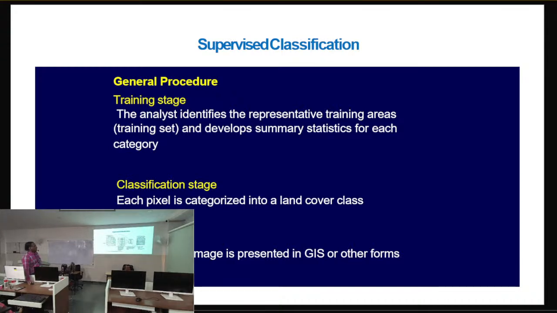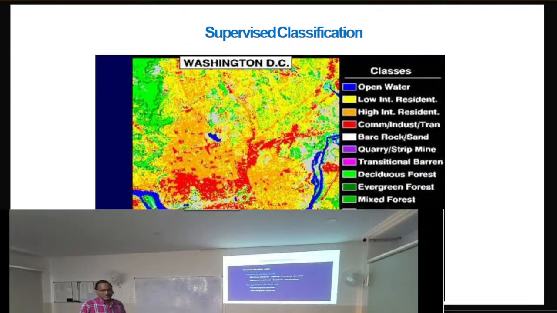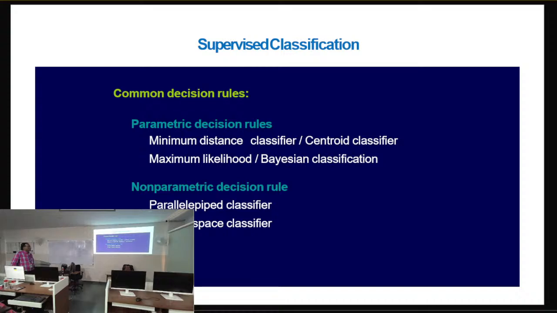The basic steps, what we have already seen, are the image data set, training stage, classification stage, and then the output stage. And this is one example of data which has been classified into these many classes. Each color represents the type of class it has been classified into. Now, coming to the supervised classification algorithms, there are two types: parametric decision rules and non-parametric decision rules. In the parametric decision rules come the minimum distance classifier or centroid classifier, and then maximum likelihood or Bayesian classification. For non-parametric decision rules, I have got the parallelepiped and also the feature space classifier.